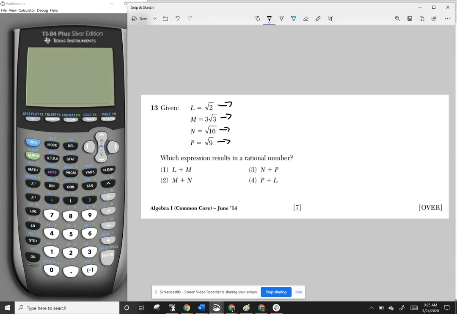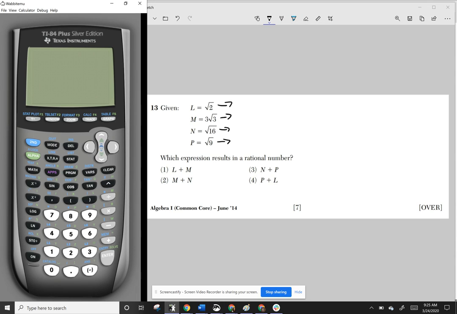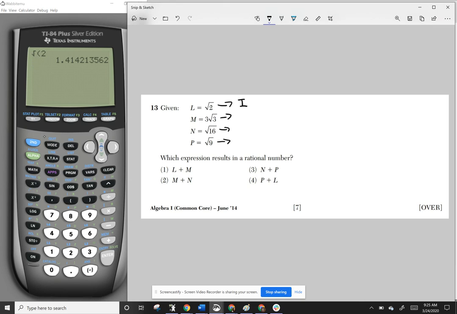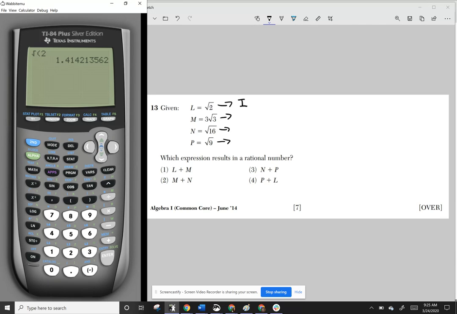So the square root, and to check that, you can put it in the graphing calculator. So if you do second x squared 2, you can see you get a long decimal that has no pattern. So this one is going to be irrational. You can check for the next one as well. So we got 3 times the square root, or second x squared 3. Again, long decimal, no pattern.